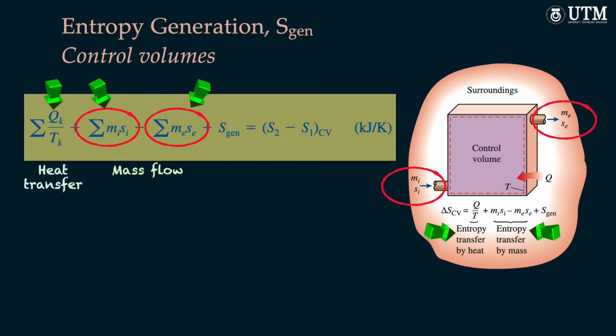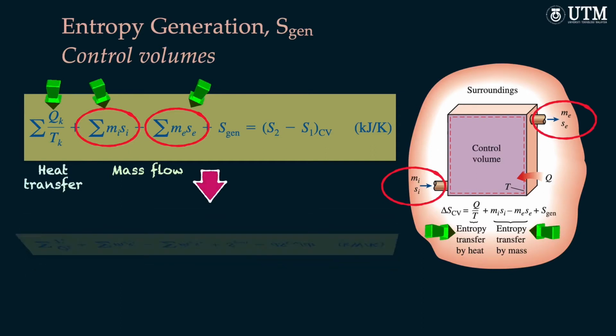The entropy of a control volume changes as a result of mass flow and heat transfer. Taking the positive direction of heat transfer to be to the system, the general entropy balance relations can be expressed for control volumes as in the given equations.